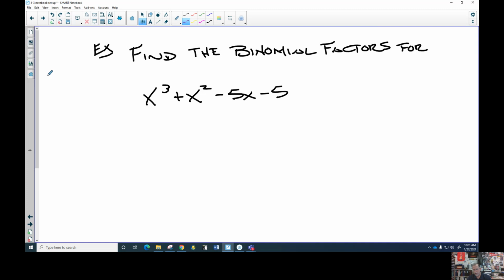Another question from this section. Find the binomial factors for x cubed plus x squared minus 5x minus 5. Well, now we've got a whole different type of problem. How am I going to find the binomial factors of this? This is really similar to what we did in 4.1. They're asking you essentially to find all the roots, because if I find the roots, I can find the factors, right? When they say this factor thing, it's telling you we need to find roots. So we need our graphing calculator.